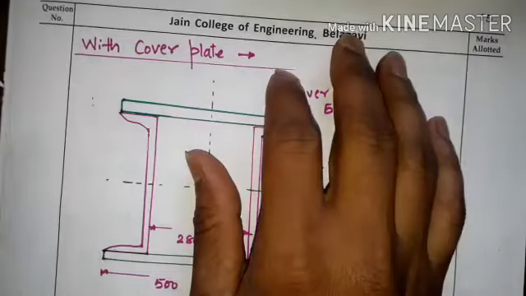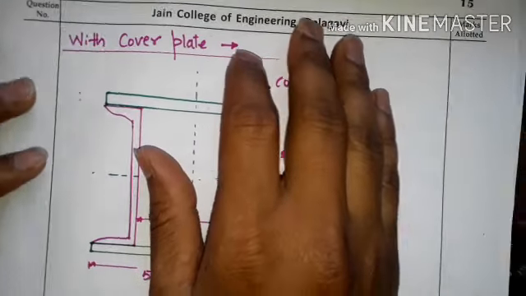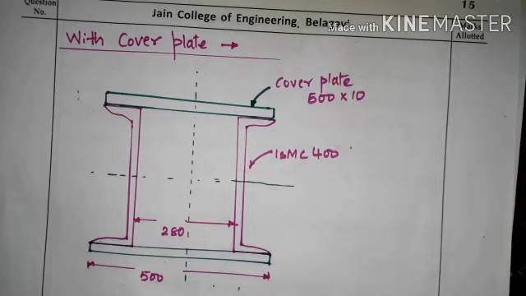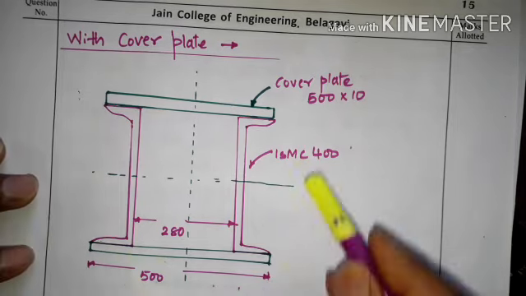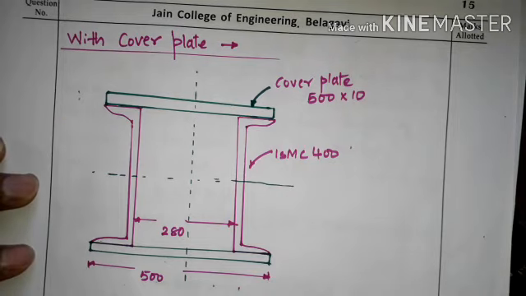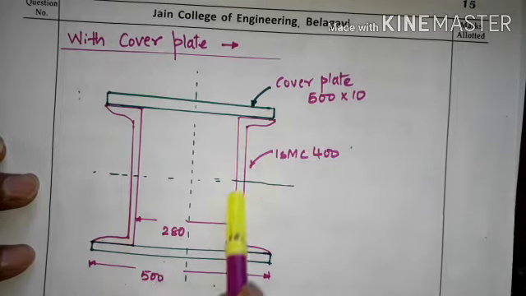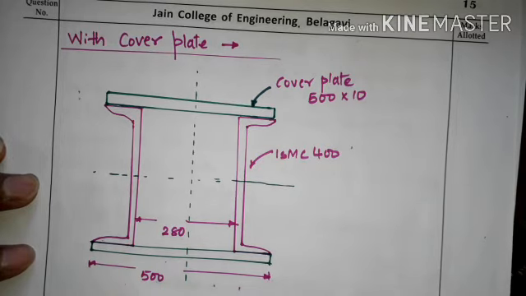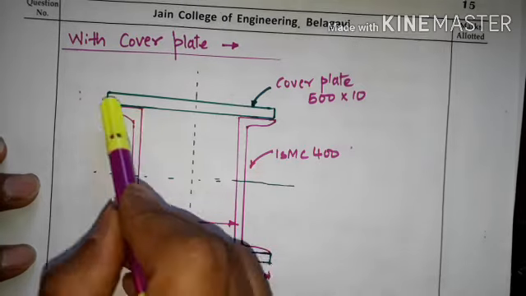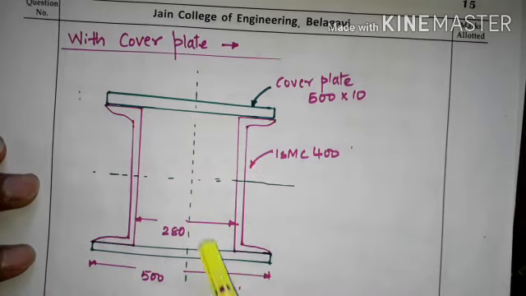Calculate the design compressive strength. Okay, understood. So we'll start with the solution. I'll just brief out the sketch here. You can see here we have two channel sections back to back with a distance of 280 mm, and these two channels are again composed with two cover plates at top and bottom, that is size of 500 mm by 10 mm, means 500 mm length and 10 mm in thickness.